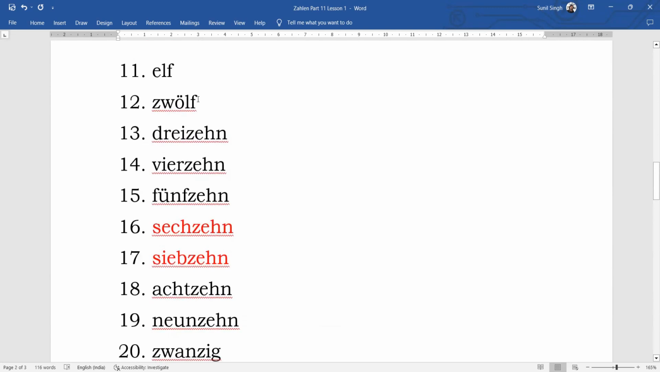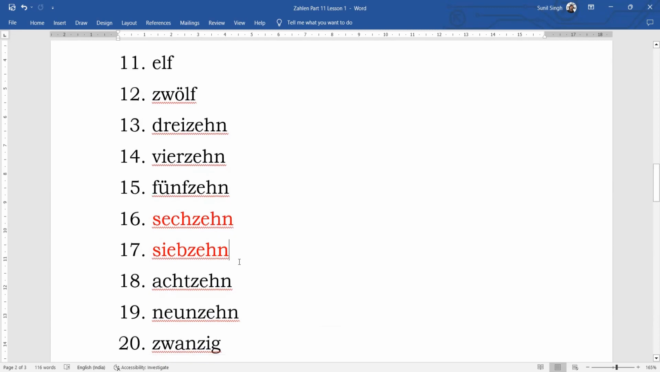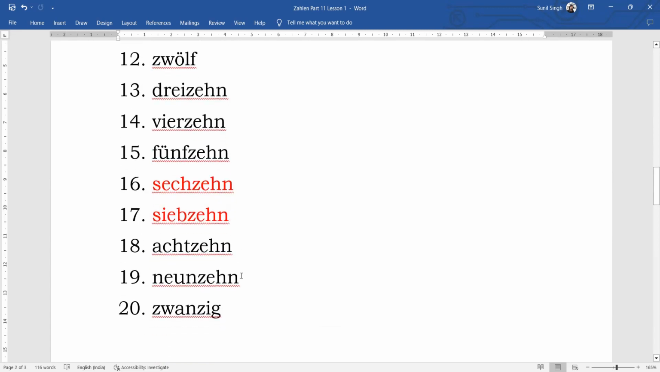Elf, zwölf, dreizehn, vierzehn, fünfzehn, sechzehn, siebzehn, achtzehn, neunzehn, zwanzig. In zwanzig there are two times Z, so you have to say two times ts. Zwanzig I have marked red because there is an exception.